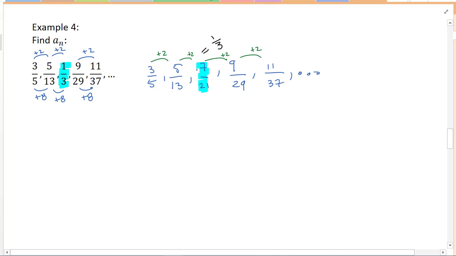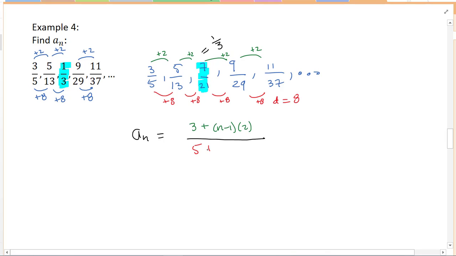So when I'm finding my a sub n, I'm going to have a sequence in the numerator. a sub 1 is 3, so it'll be 3 plus n minus 1 times the common difference, which is 2. What's going on the bottom? On the bottom, we're adding 8, adding 8, adding 8. So that means that the common difference here is 8. So a1 is 5, so I'm going to have 5 plus n minus 1 times 8.